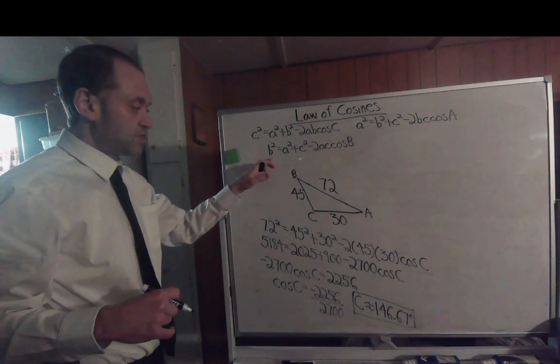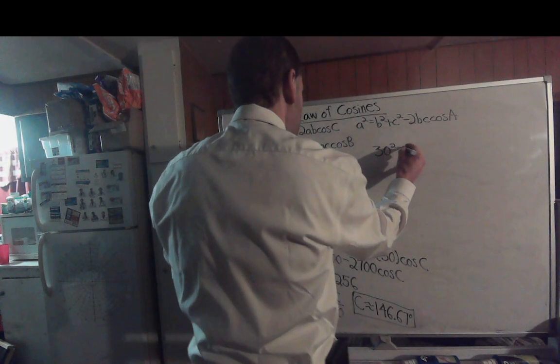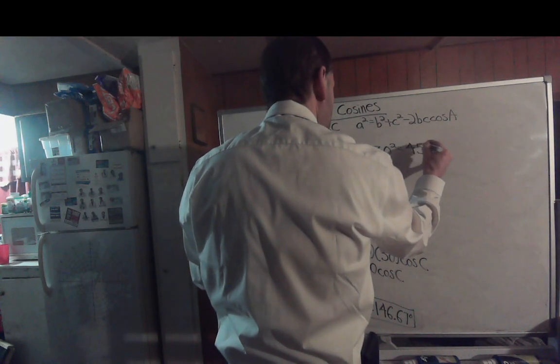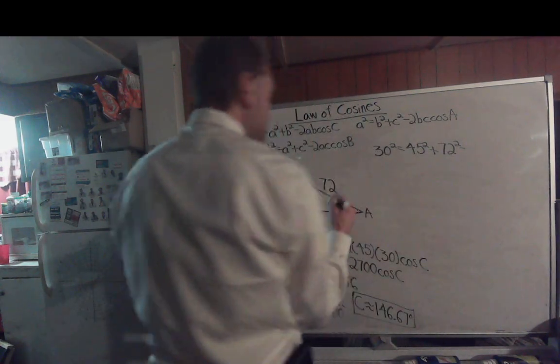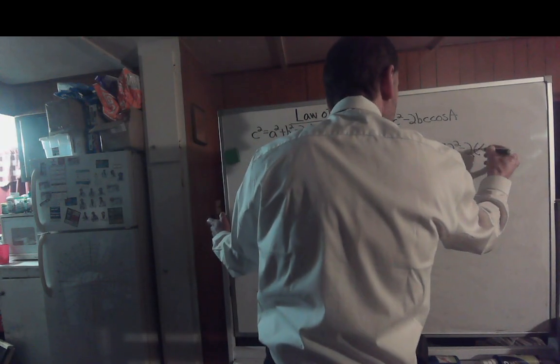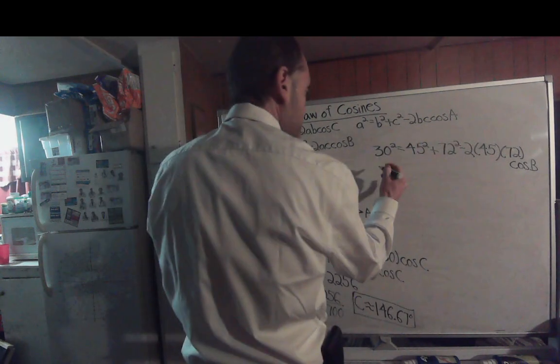So that means B squared, which is 30 squared, is going to equal that A squared, which is 45 squared, plus the C squared, which is 72 squared, minus 2 times side A, which is 45, times side C, which is 72, all that times the cosine of B, and yes, we'll have another inverse cosine to solve.